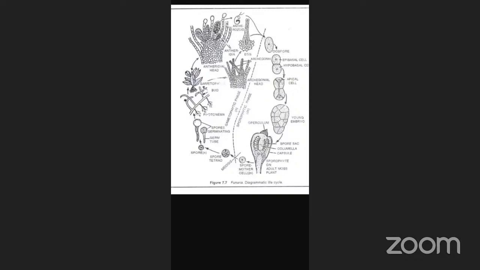So another one, Marchantia. In that one, the two-celled embryo divides at a right angle to form the four-celled embryo. Out of the four cells, the two lower ones are called the hypobasal cells, and the upper ones are called the epibasal cells.